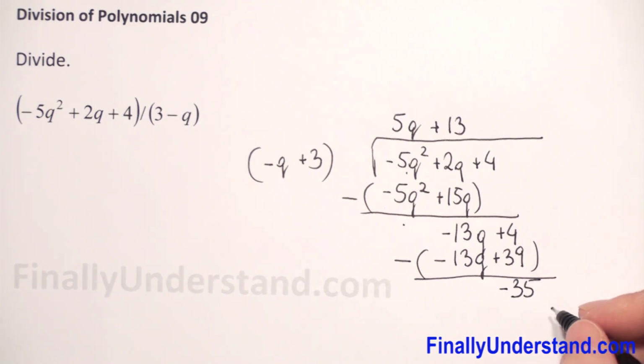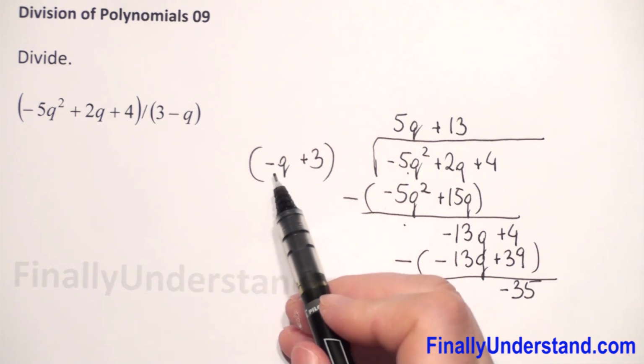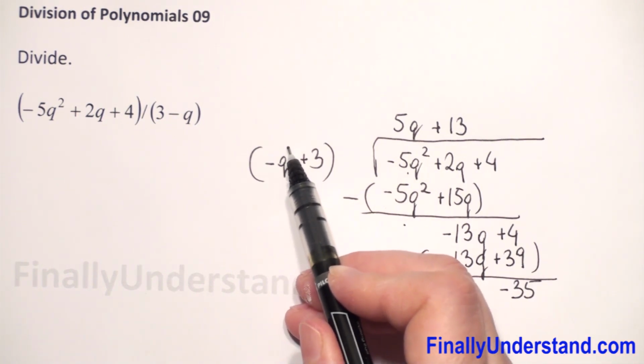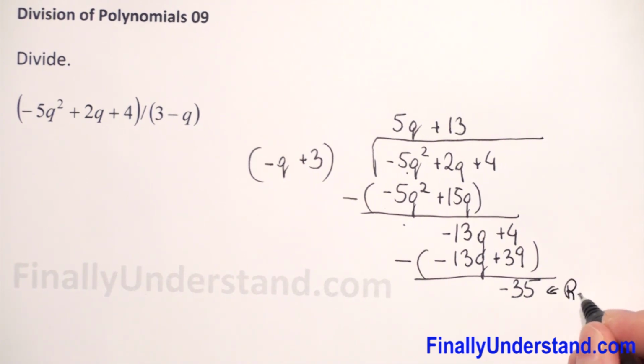Now we cannot do division anymore because the power of q to the 0 is less than the power of our divisor, which is an invisible 1. So this is our remainder.